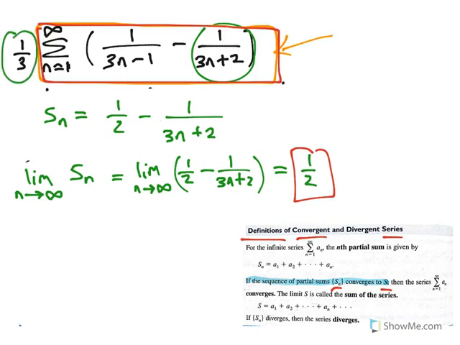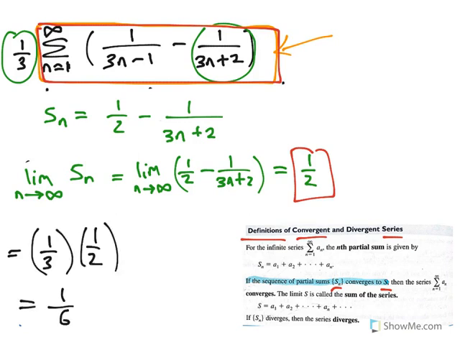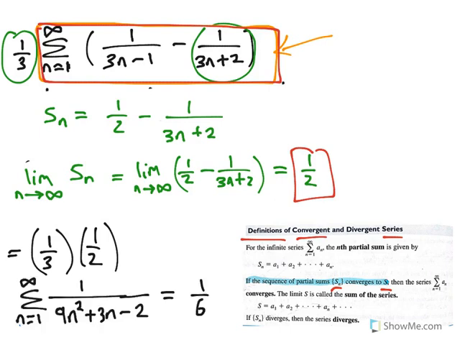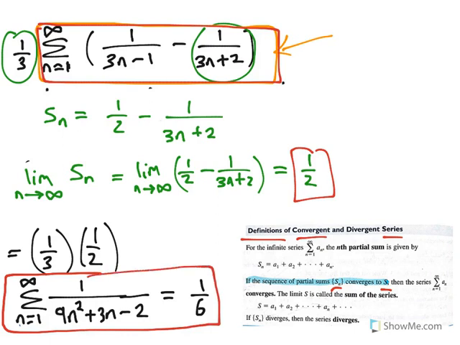And don't forget the 1/3 that we factored out earlier, so the final answer for our problem would be 1/3 times 1/2, which is 1/6. 1/6 is the sum of our convergent telescoping series. So this is how the series was originally written, and we did this work so that we may determine that the infinite sum that we have here is equal to 1/6. The series converges to 1/6.